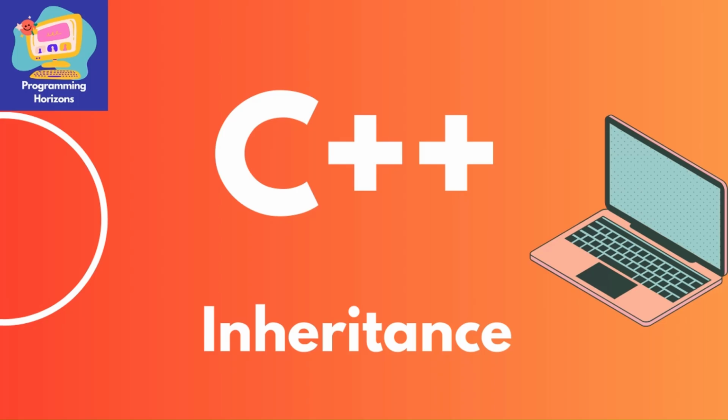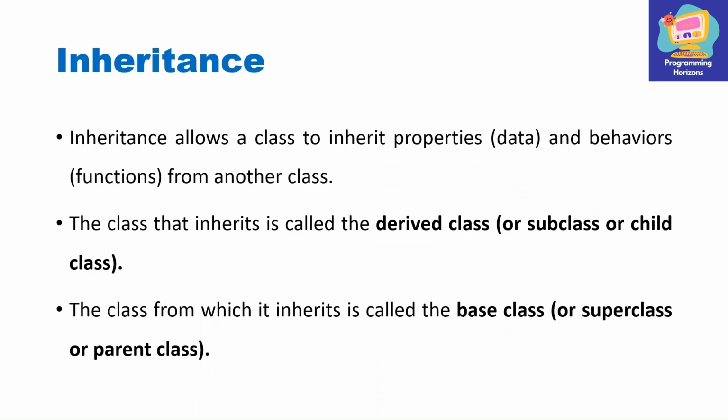Let us talk about inheritance in C++. Inheritance is one of the most important concepts of object-oriented programming. Inheritance is the ability of one class to derive properties and functions from another class.